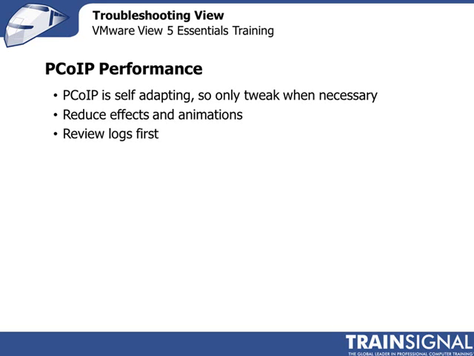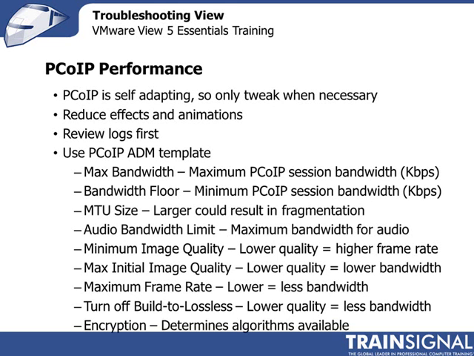It'll make the Windows interface less pretty, but more responsive. Before you go too far tweaking any settings of PC over IP, make sure you review the logs first, because this will reveal some of the information that you'll need to determine which settings to tweak. View provides an ADM template for tweaking PC over IP, which is the preferred way of doing it. These settings can be tweaked directly in the registry of the parent VM, but utilizing group policy is generally going to be an easier way to do it.